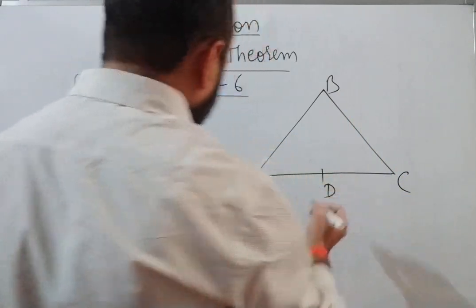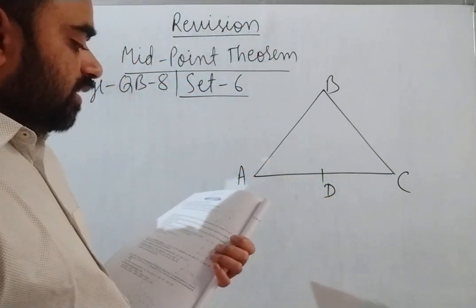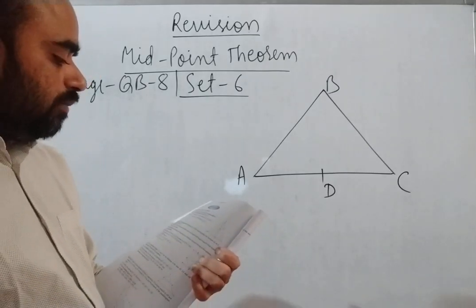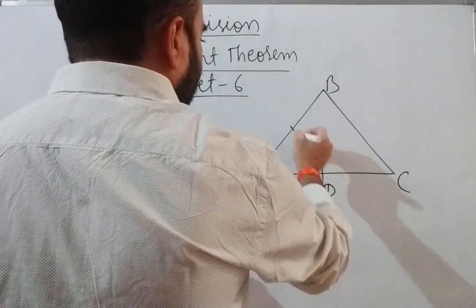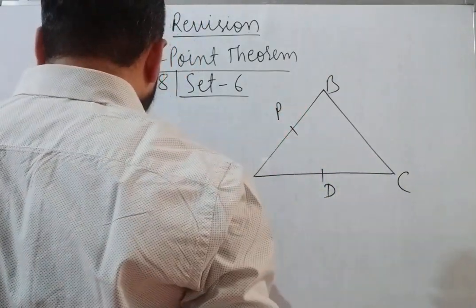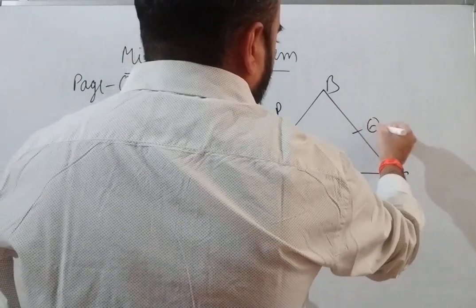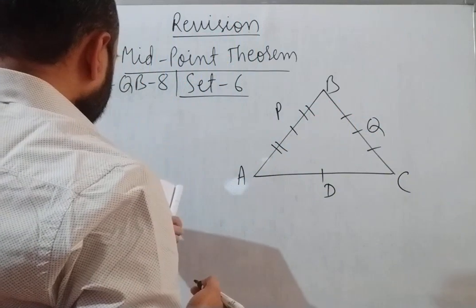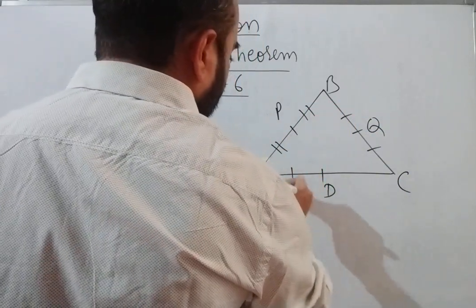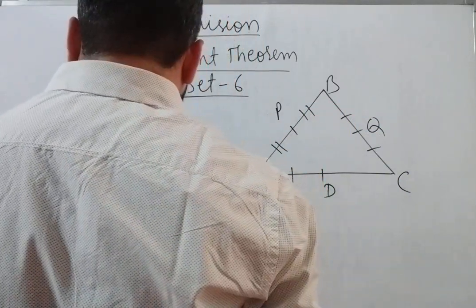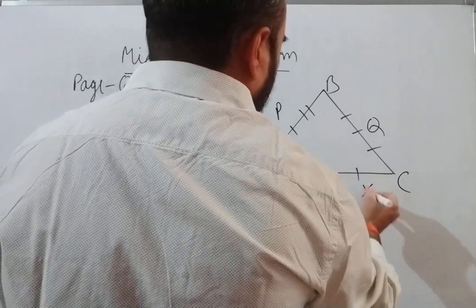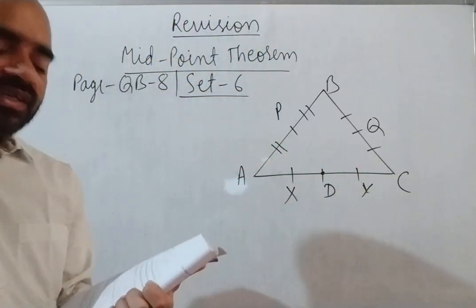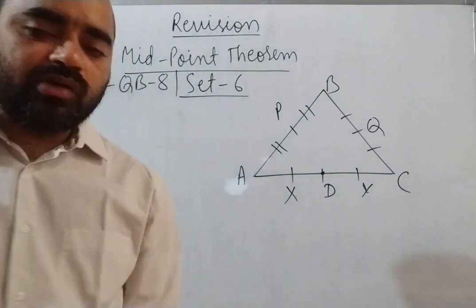D is any point on AC in triangle ABC. P, Q, X and Y are the midpoints of AB, BC, AD and DC respectively. It means P is the midpoint of AB. Okay. Q is the midpoint of BC. Now X is the midpoint of AD and Y is the midpoint of DC. So nothing is mentioned about D. D is any point on side AC. Now show that PX is equal to QY.